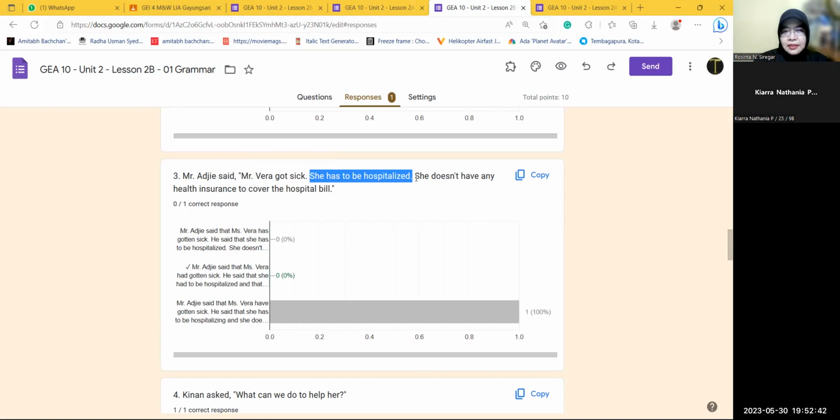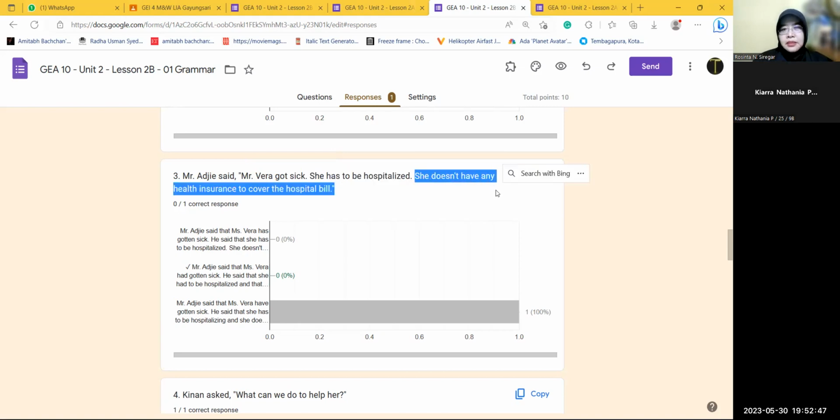The same with this. This is in verb one. You need to change it into verb two. He said that she didn't have any health insurance. Okay, so if you are confused, if you see present tense, it needs to be changed into past tense. Verb one to verb two, verb two to verb three. How can we get verb three? Past perfect.